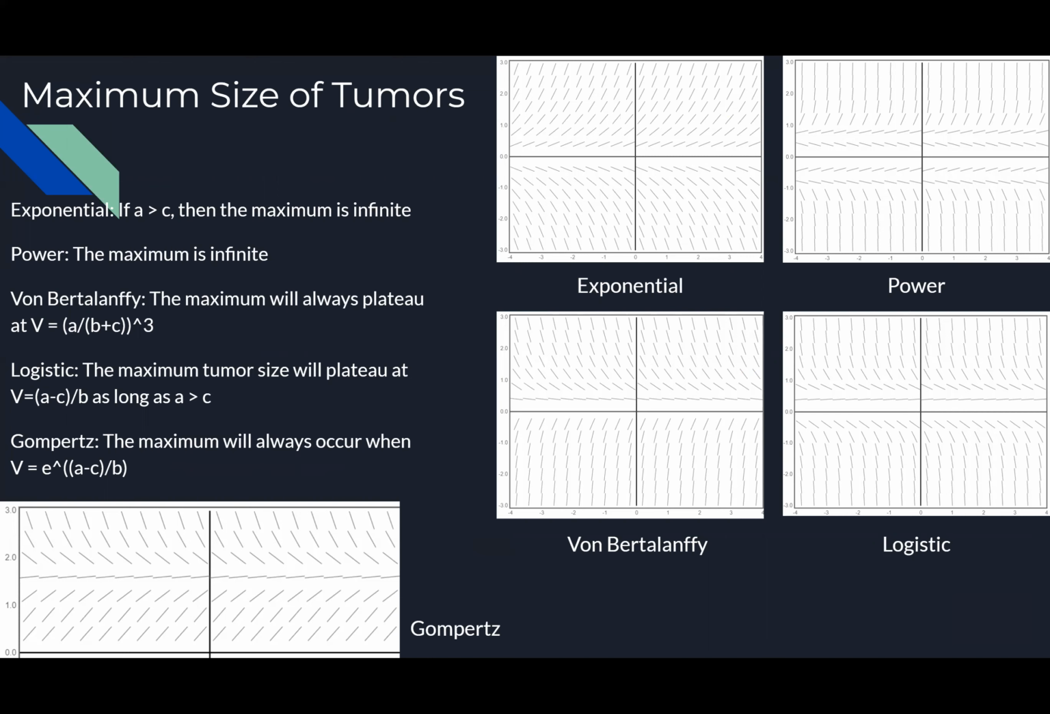The logistic is sort of similar. However, you can achieve this with A greater than C. So you don't have to waste as much drug C. It will always go to its equilibrium point. And very similarly with the Gompertz is that its maximum will always go to its equilibrium point, regardless of the scenario.